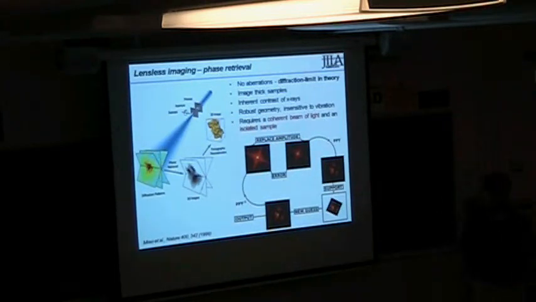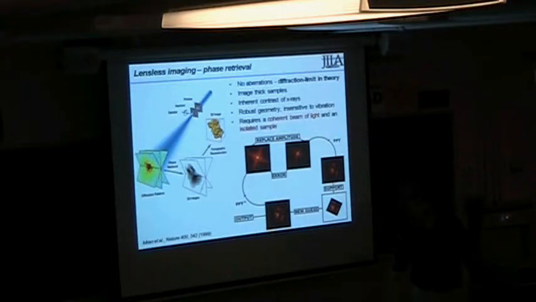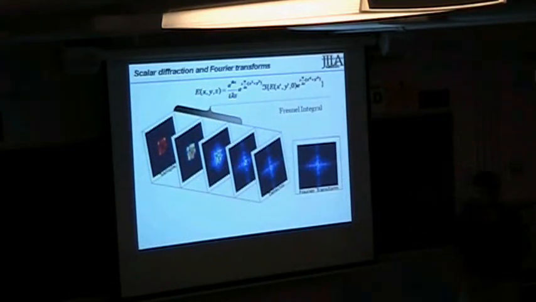The requirements of this technique are that you need a very coherent beam of light, basically like a laser. Incoherent light doesn't work at all. And you also need a sample which is isolated, which relates to this oversampling thing, which I'll get into more.